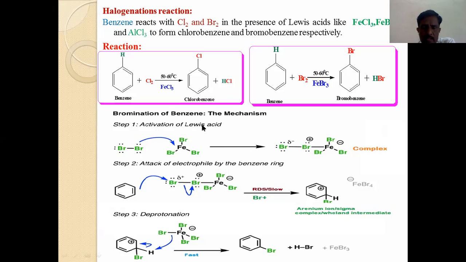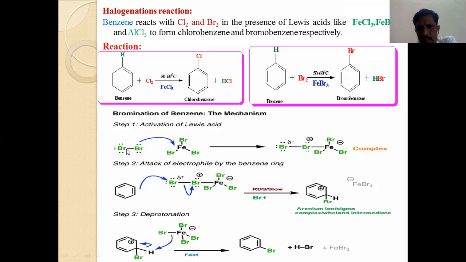But before starting iodination or fluorination, I want to discuss with you the detailed mechanism of the bromination reaction of benzene. These are the 3 steps I have shown on this slide. They show how bromine attacks the benzene molecule and forms bromobenzene. Now this is step first. In step first, there is activation of the Lewis acid. This is ferric bromide, FeBr3. This ferric bromide reacts with molecular bromine for the activation of the Lewis acid. Now there is a formation of a complex. Ferric bromide complex is formed.